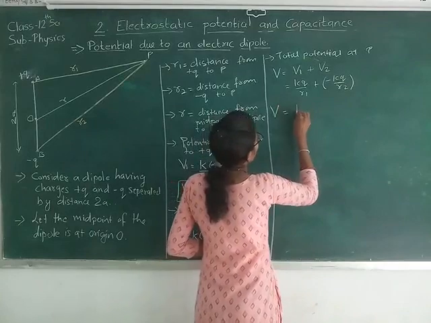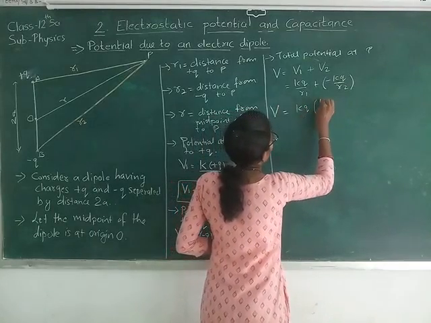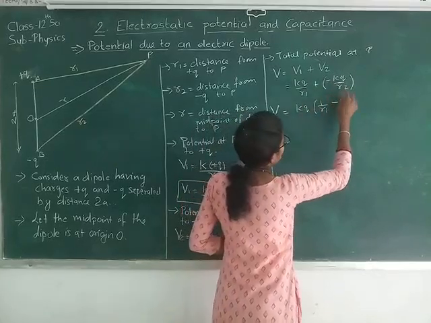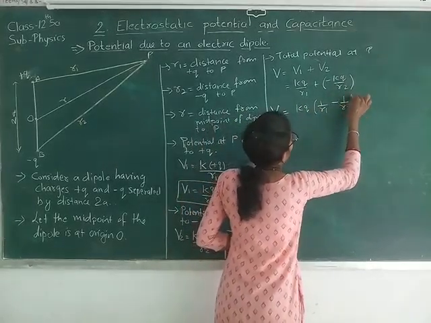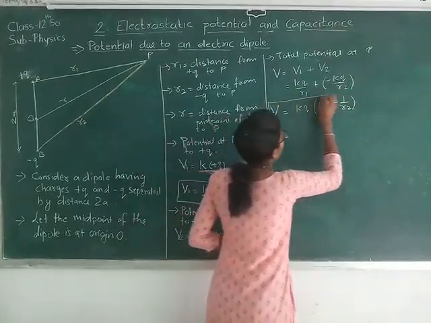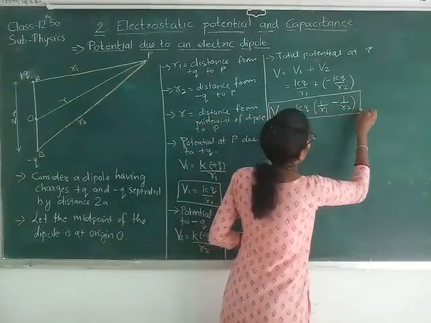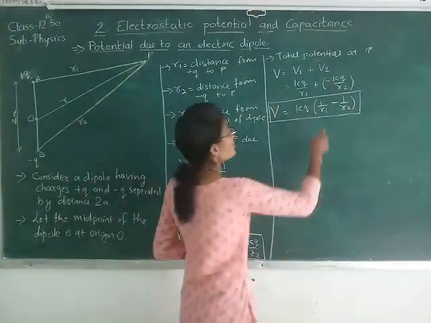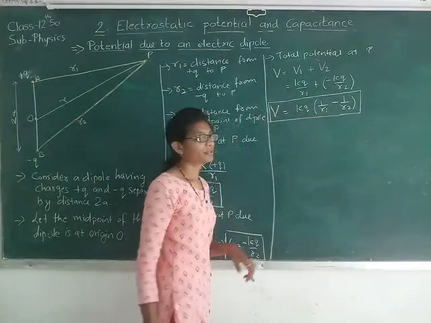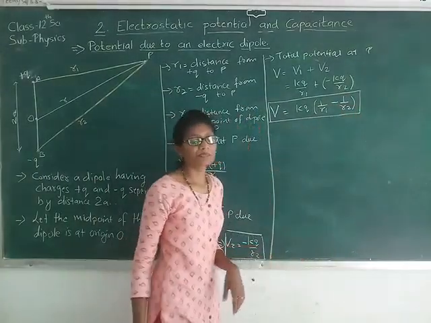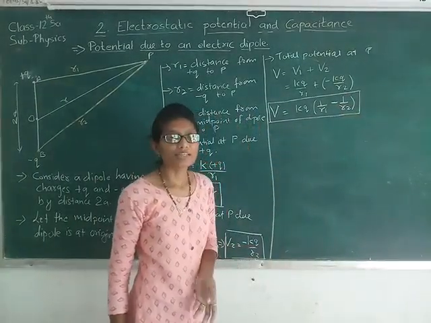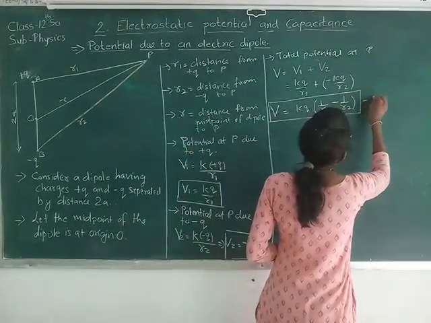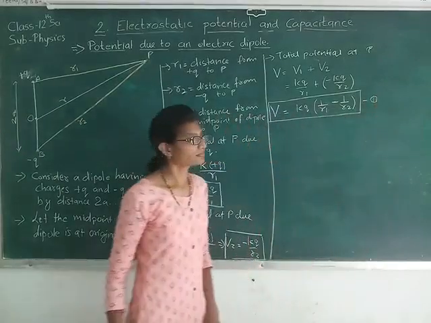So V equals, let kq be common. Here we are having 1 upon R1 from the first term, plus minus minus, 1 upon R2 in the second term. So this is the total potential at P due to both the charges. But over here we need to find this 1 upon R1 and 1 upon R2 term, and then we will be applying the formula for that in this equation. So let this be equation 1.